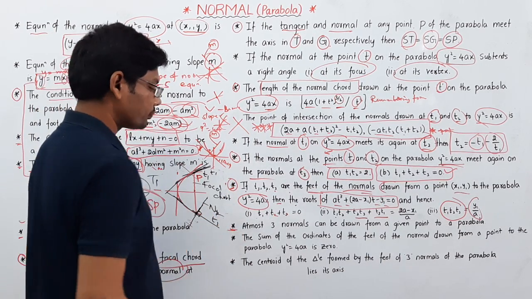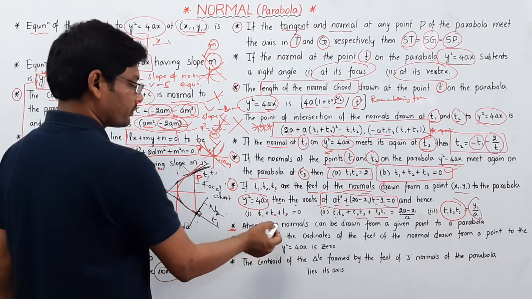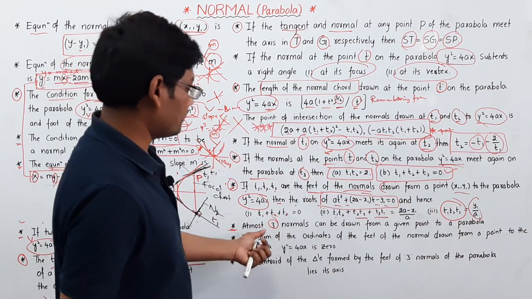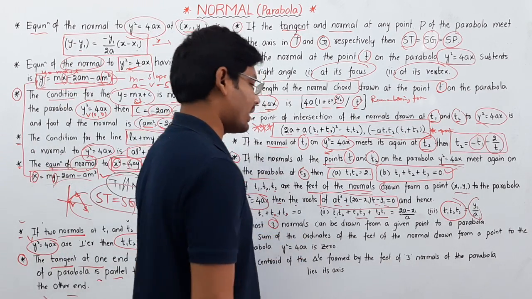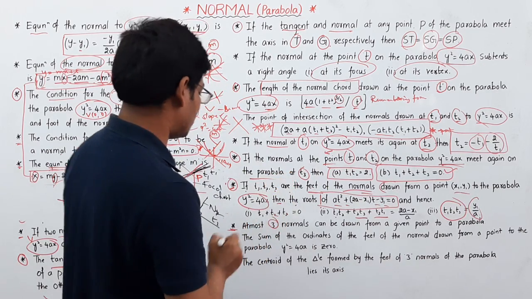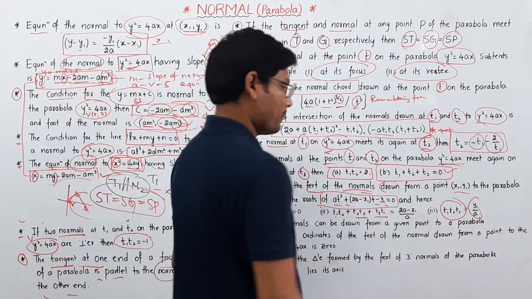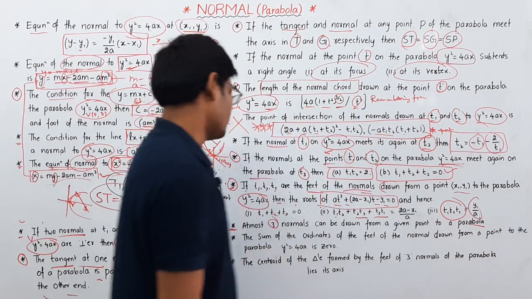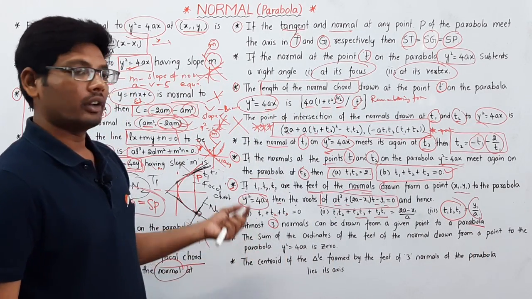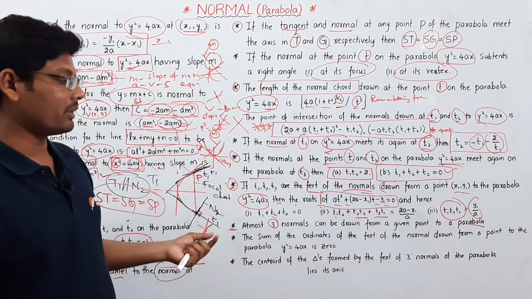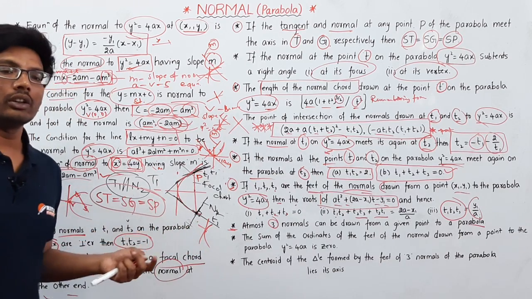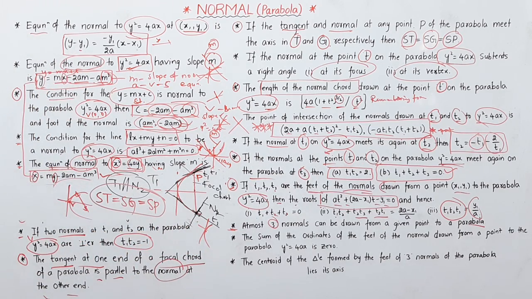And the next one: at most three normals can be drawn from a given point to a parabola. Here he is saying a theoretical piece of information. At most, at the highest, we can draw three normals from one point to a parabola. This is the important one here.